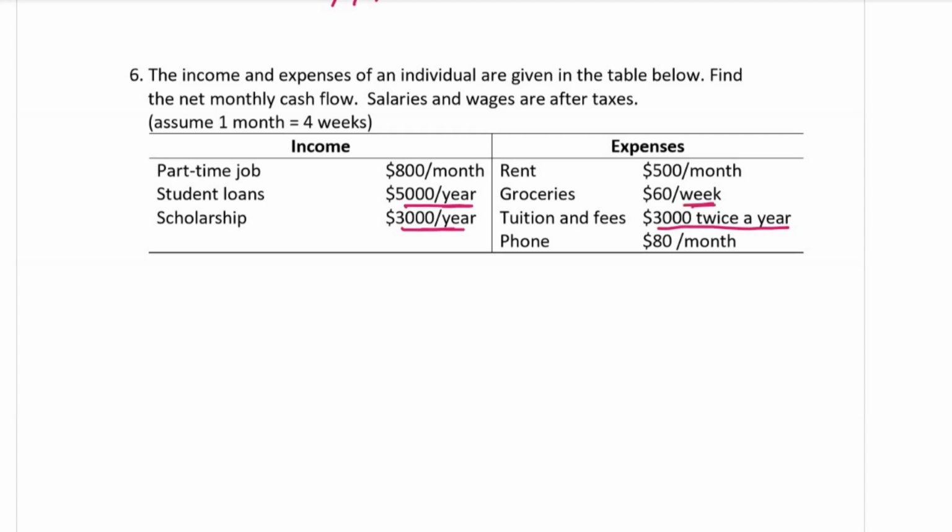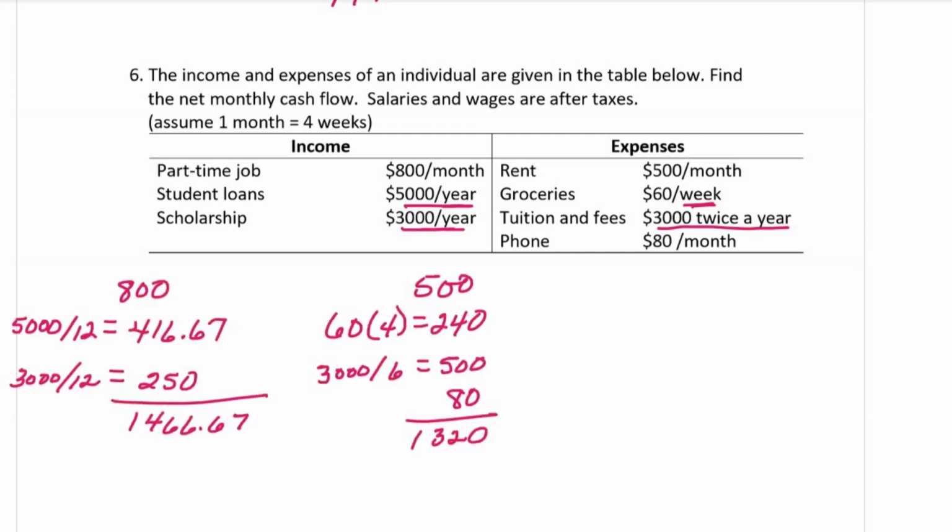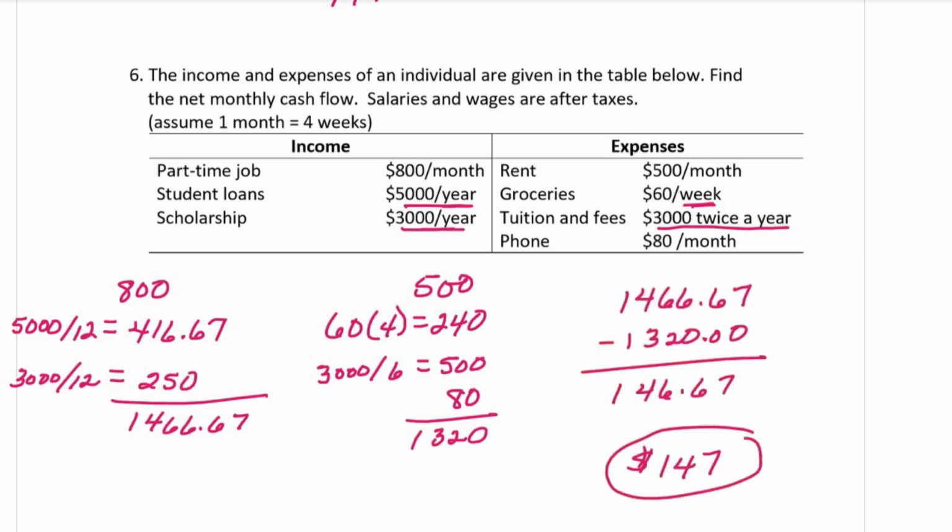Now, groceries are $60 a week, so I need to multiply that 60 times 4 in order to get my monthly expense. Now that we have figured out our income and expenses for the month, we can subtract the two. Notice that I left this income as rounded to the nearest penny. I'm going to wait until the end to round to the nearest dollar. So my final answer is $147.